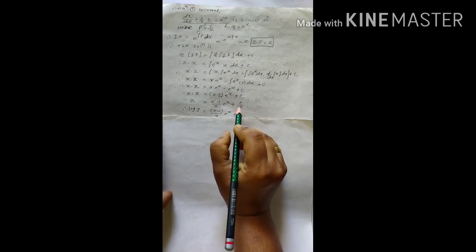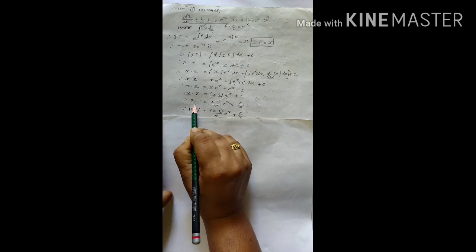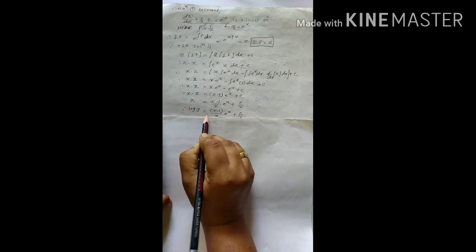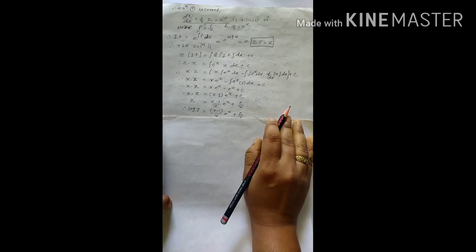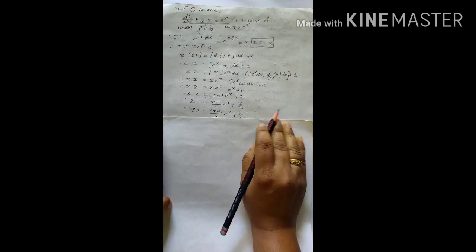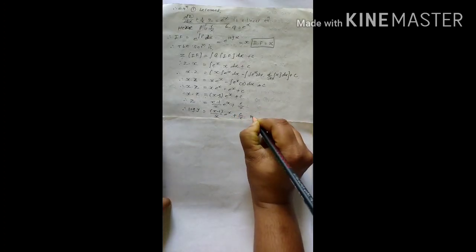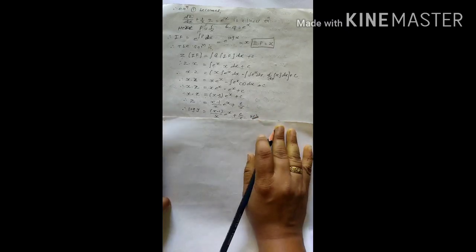Now, put the value of z. We know that z is equal to log y. Therefore, log y is equal to x minus 1 divided by x into e raised to x plus c divided by x, which is the required solution.